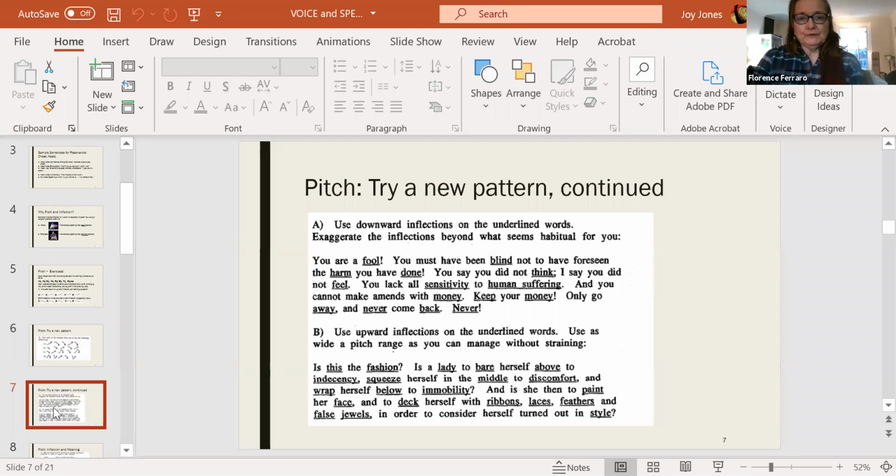You are a fool. You must have been blind not to have foreseen the harm you have done. You say you did not think. I say you did not feel. You lack all sensitivity to human suffering, and you cannot make amends with money. Keep your money. Only go away and never come back. Never.